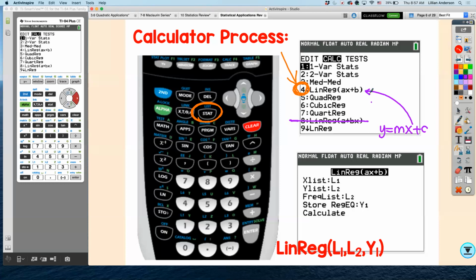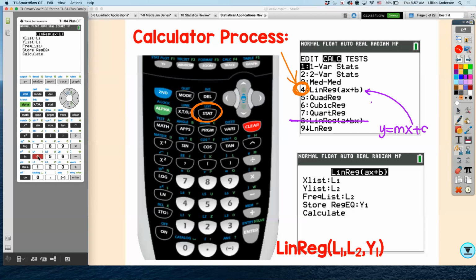Once you went to linreg in option 4, you had your X list was L1, Y list was L2. You always want to make sure that your frequency list is empty as well. There should never be anything in your frequency list when you're doing linear regression, trying to find correlation, okay? Something could pop up in that frequency list if you did some basic statistic stuff before you got there. And so you always want to clear it out when you're doing any correlation, linear regression, and things like that.